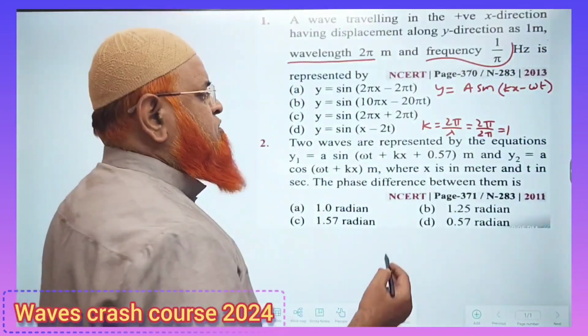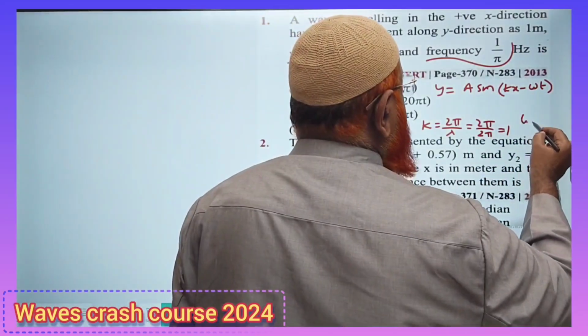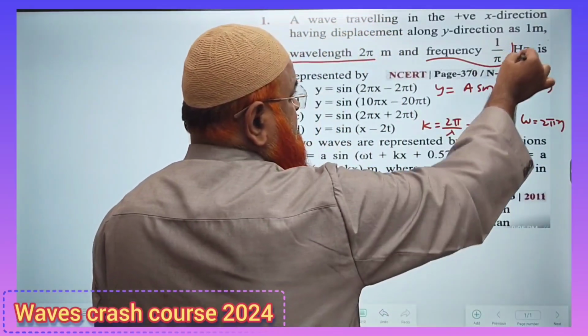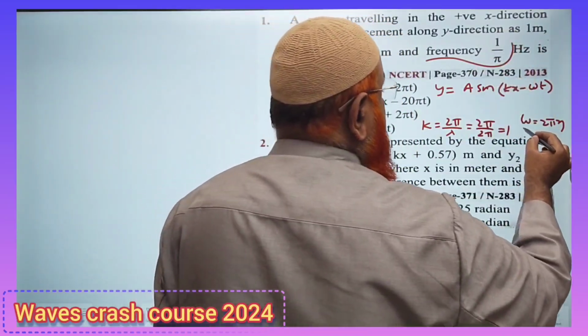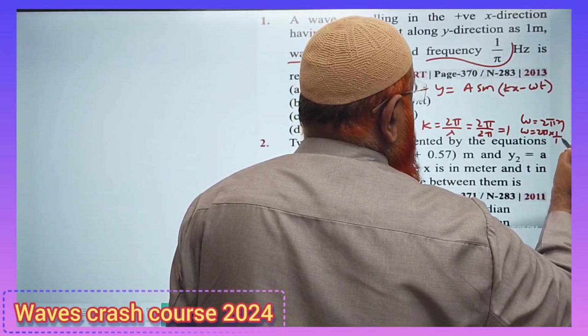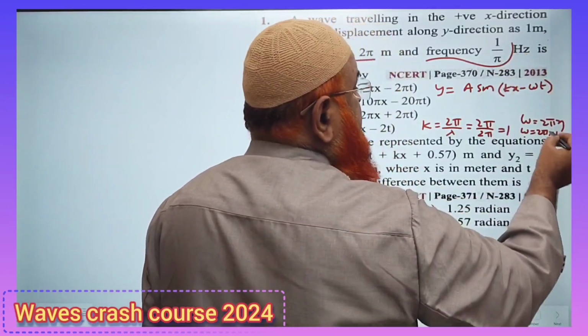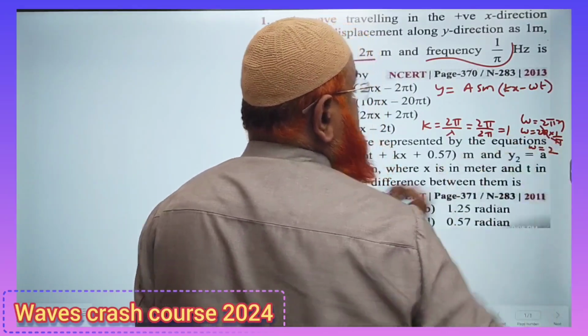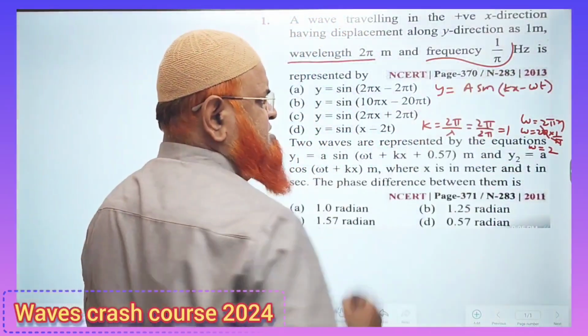How can you find out the value of omega? Omega is nothing but 2 pi n. He has given n as 1 by pi, so you can write this is 2 pi into 1 by pi. Pi gets cancelled, so we got the value of omega as 2. That's it. You can just substitute here.